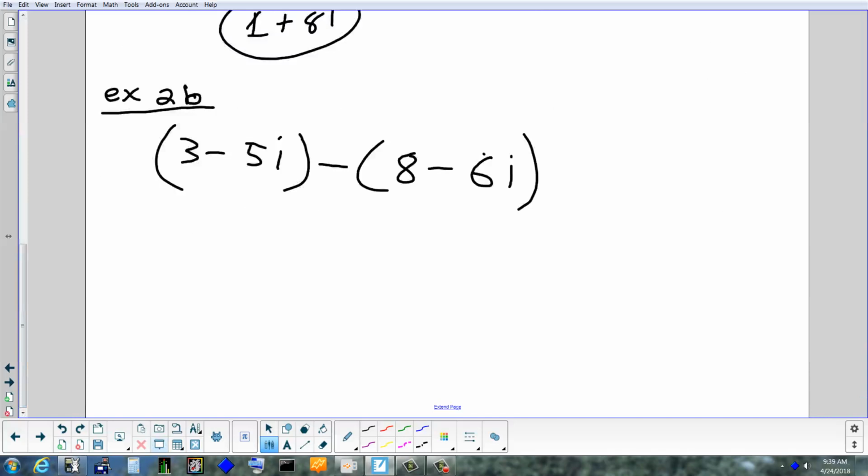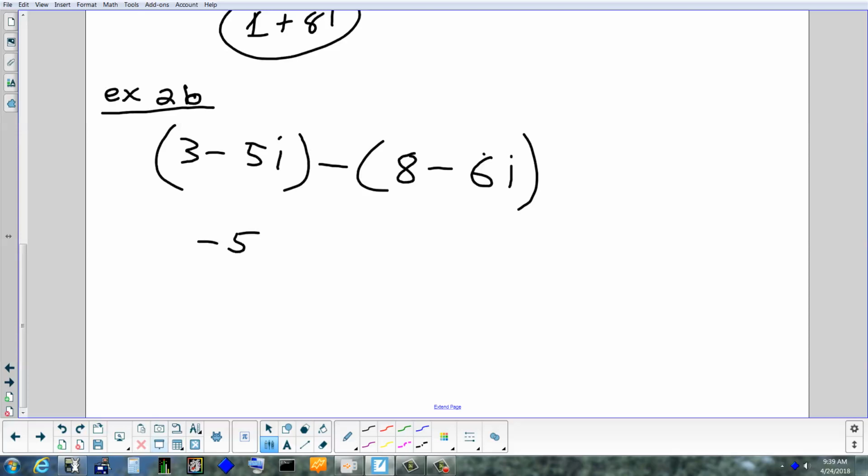So how about Caitlin? What is the real part? 3. Yeah, so the real part here is 3, and then in the second number? 8. 8, and if you subtract them? -5. Yep. So -5. And then in my imaginary part, I've got -5i minus -6i.